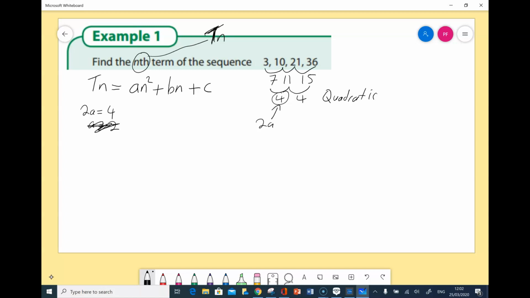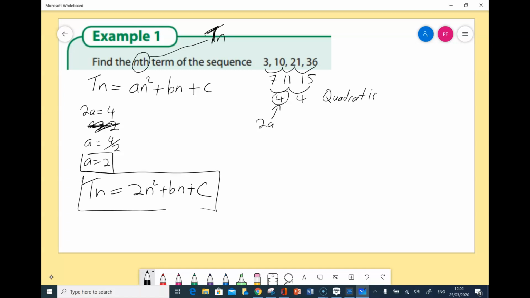Sorry, just to be clear with that: a is equal to 4 divided by 2, so a is equal to 2. So our formula now looks like 2n squared plus bn plus c. Now we're going to work with that to find out what b and c are.